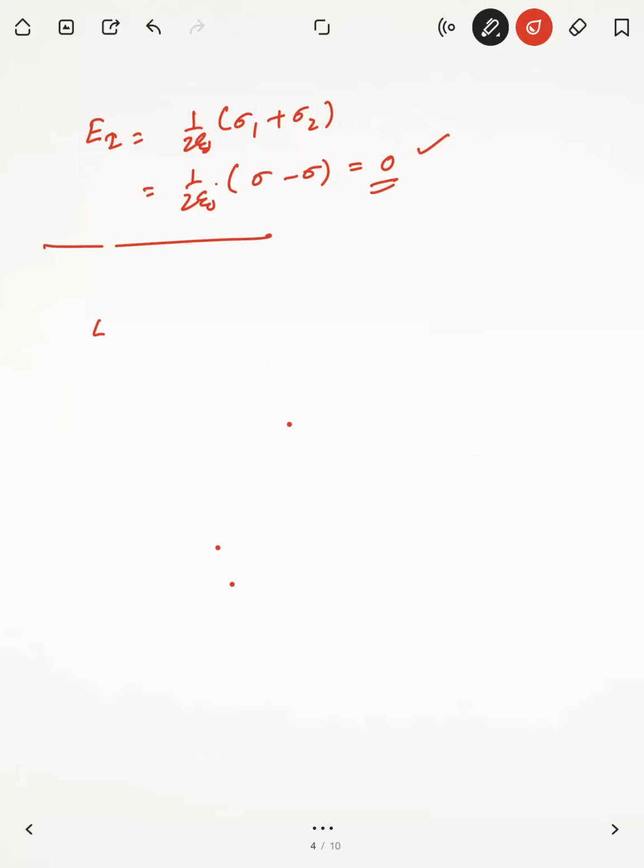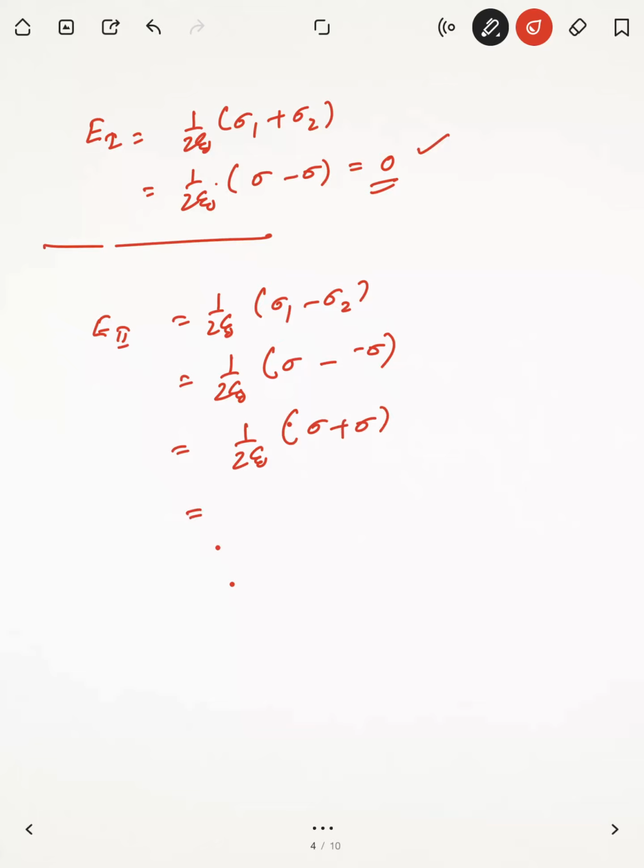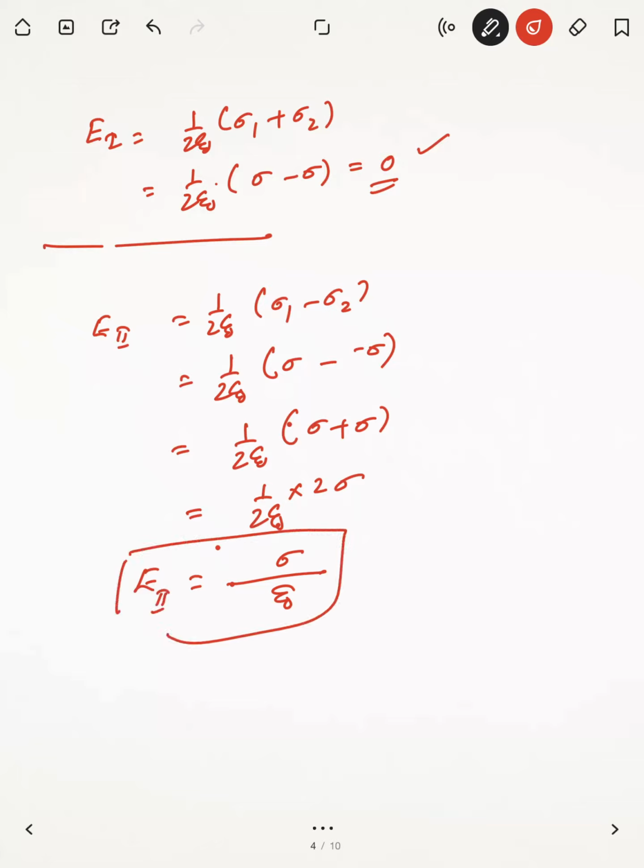Next is the electric field in the second region: 1 by 2 epsilon 0 times (sigma 1 minus sigma 2). Here sigma 1 is sigma and sigma 2 is minus sigma. So this is 1 by 2 epsilon 0 times (sigma plus sigma), that is 2 sigma. The 2 cancels, so we get the value sigma by epsilon 0. It is very important. The electric field in the second region is this, and the electric field in the first region is becoming 0.